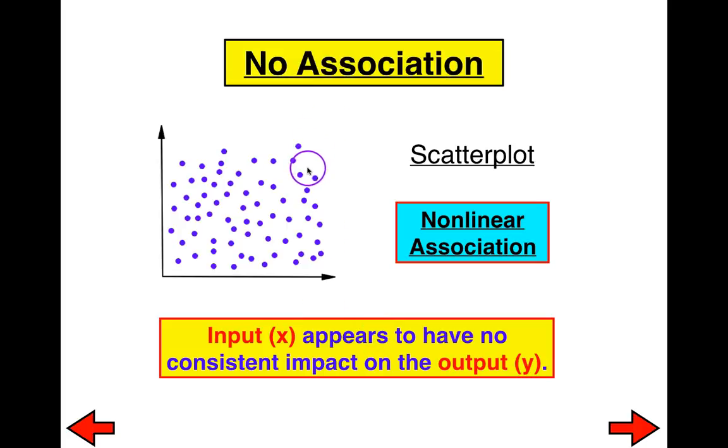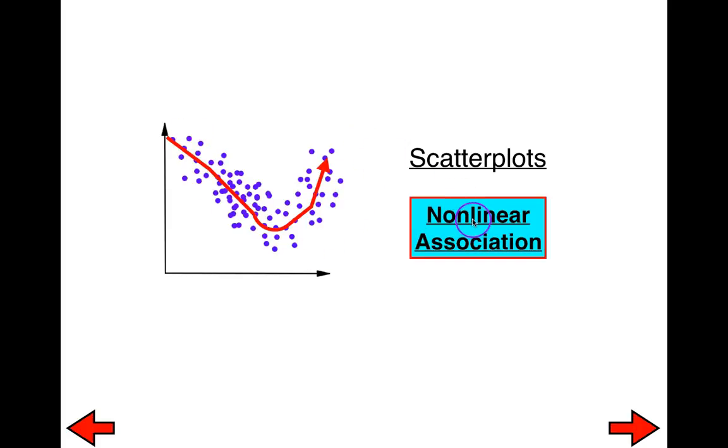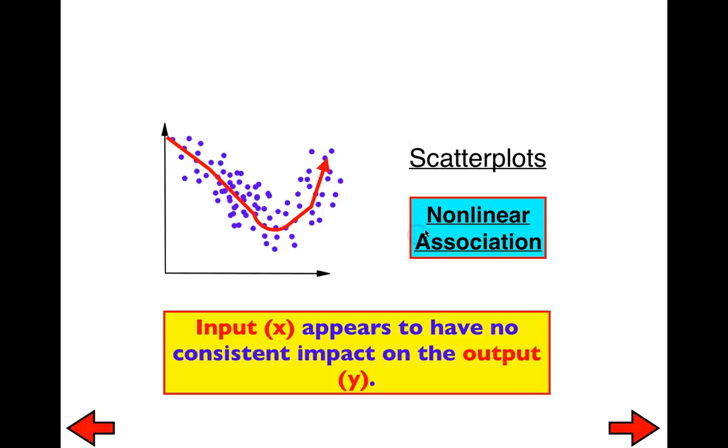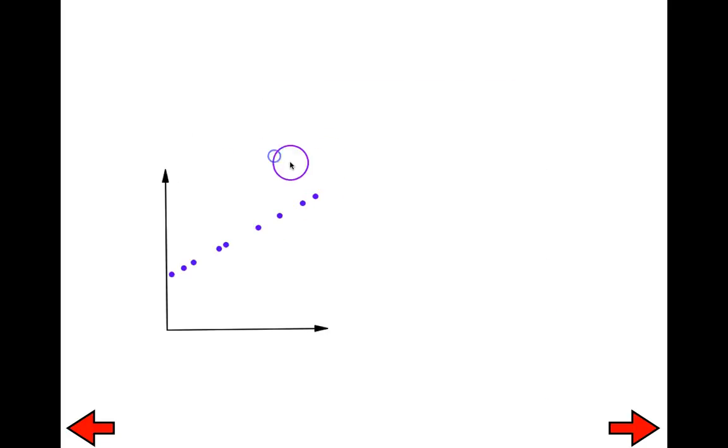So I would say this is no association. Now if you look at this scatter plot, I would say it has a trend. It goes down and then it goes up. So I'm going to say this is a nonlinear association. The input X appears to have no consistent impact on Y. So again, there's no association because I can't see a pattern of what's happening. So this is no association.